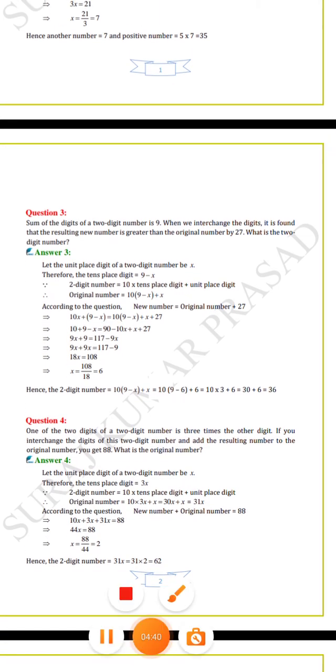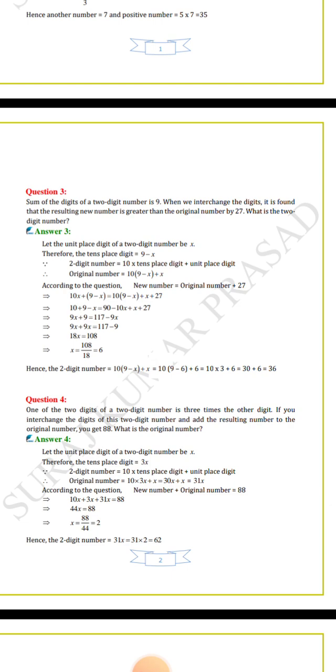Question number 3. Let's solve question number 3. Sum of the digits of a 2-digit number is 9. When we interchange the digits, it is found that the resulting new number is greater than the original number by 27. What is the two-digit number?